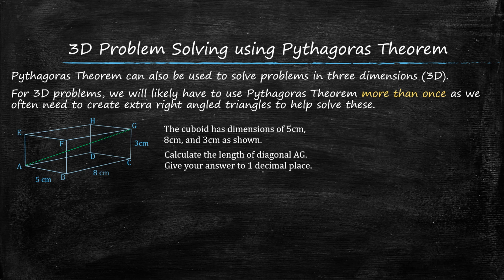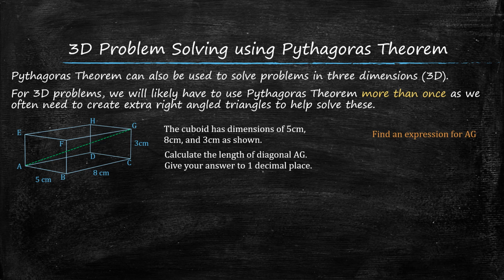The cuboid shown has dimensions of 5 centimeters, 8 centimeters, and 3 centimeters. Calculate the length of diagonal AG and give your answer to one decimal place. So we have a diagram and the diagonal AG is shown in green, and we need to calculate the length of AG. So how do we do that?